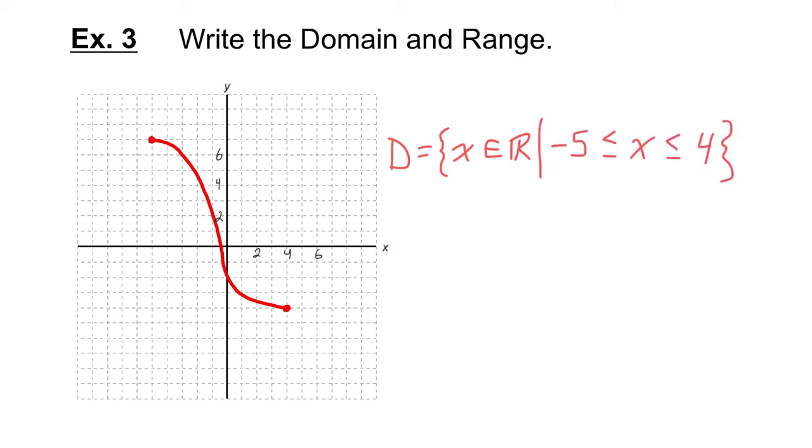And the way I write that is -5 is less than or equal to x, which is less than or equal to 4. So hopefully you can see that in the notation, x is in between -5 and 4.